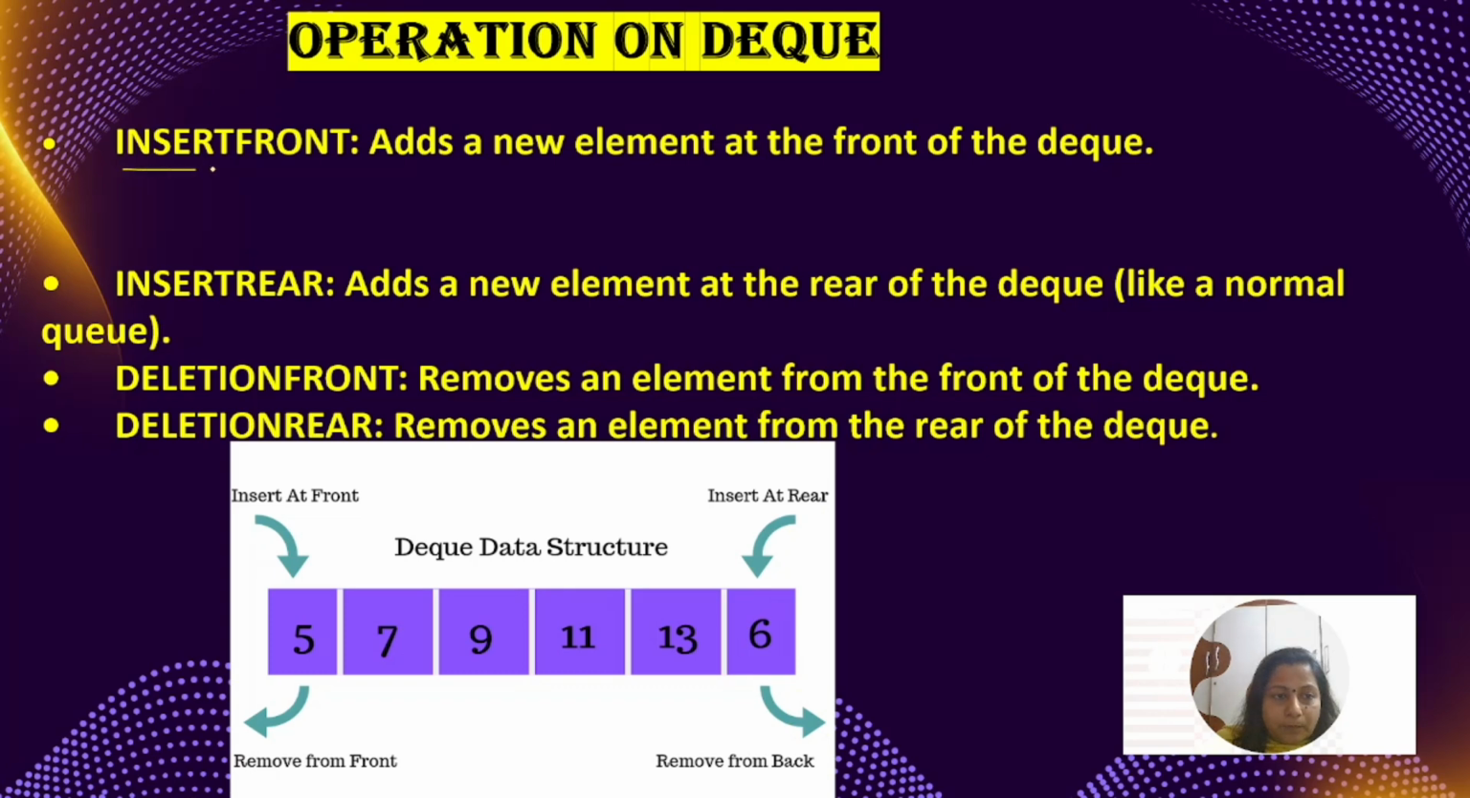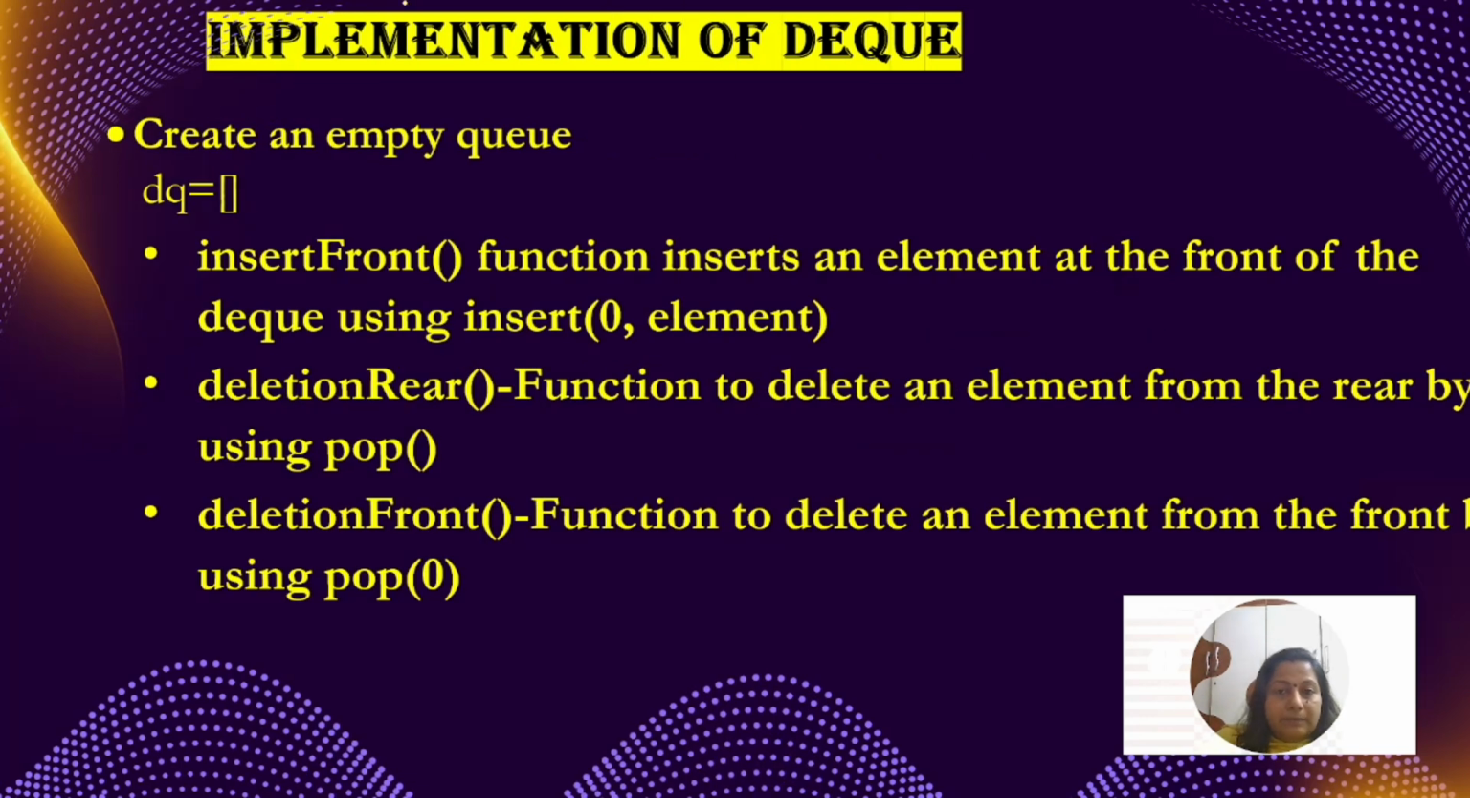What is the first operation? Insert front. You are adding a new element at the front of the deque. Insert rear adds a new element at the rear of the deque, like a normal queue. Next, deletion front removes an element from the front of the deque, and deletion rear removes an element from the rear of the deque. Clear now? There are only four: insert front, insert rear, delete front, delete rear. That's all.